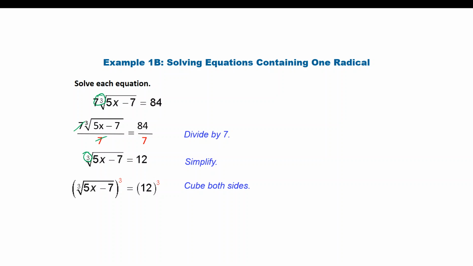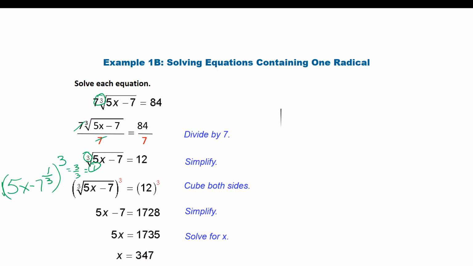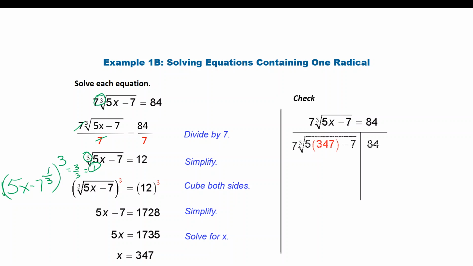By doing this, I end up having, this is actually saying 5x minus 7 to the 1/3 power, and now we're going to cube it. And so 3 times 1/3 is 3 over 3, which equals 1. So now we just have 5x minus 7 to the 1st power, so that's just 5x minus 7. And 12 to the 3rd power is 1,728. So simplify again by adding 7 to both sides and then dividing by 5, and we have x equals 347. The great thing about math is that we can actually check our work, and sure enough, 84 equals 84, so the problem was done correctly.